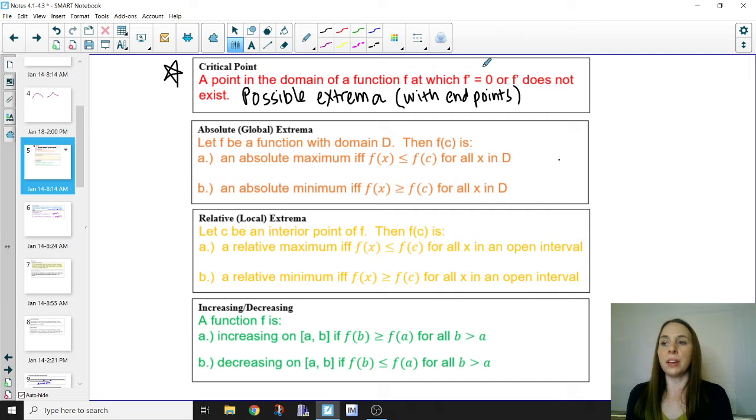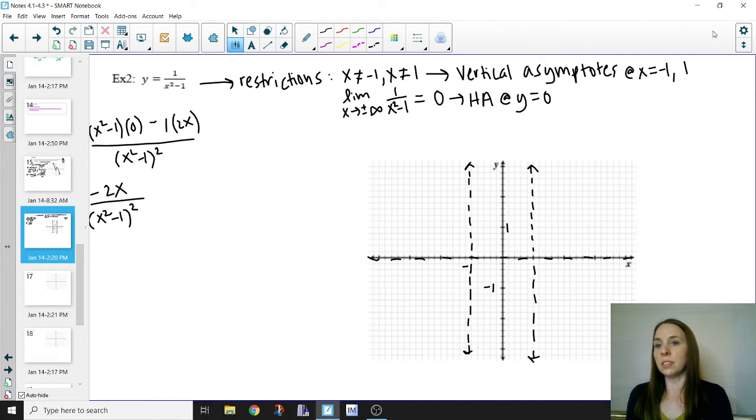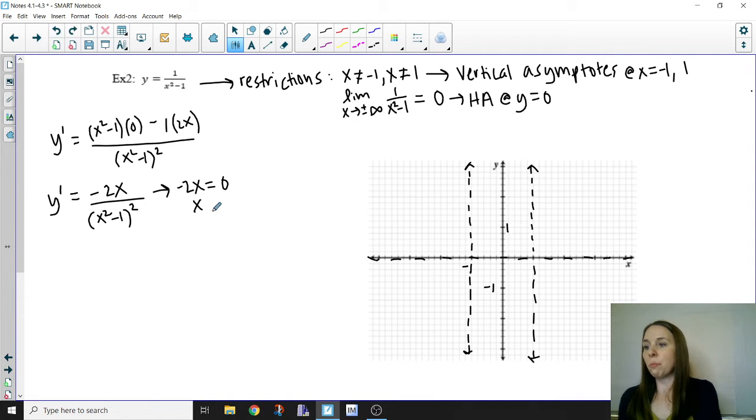And a critical point is defined as where the first derivative equals 0 or the first derivative does not exist. Now, I'll have more to say about where the first derivative does not exist in just a moment. But first, let's set the numerator of our first derivative equal to 0, because that's where our first derivative is actually equal to 0. Solving by dividing by negative 2, we get x equals 0, and that is one of our critical points. I'm just going to label it with a CP for critical point.